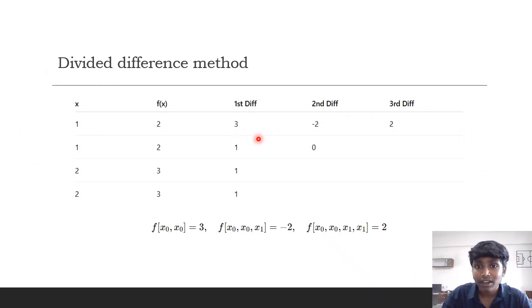From the table, we get f of x naught comma x naught as 3, and f of x naught, x1 as minus 2. This is the second divided difference value. And f of x naught, x1 value as 2. This is the third divided difference value. From this, we will use this divided difference table to calculate the Hermite interpolation polynomial.